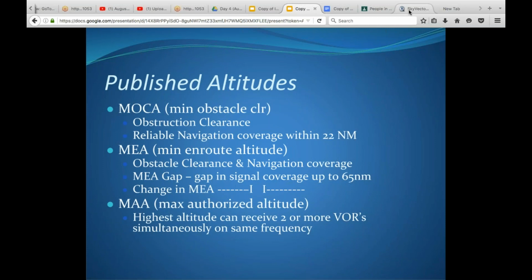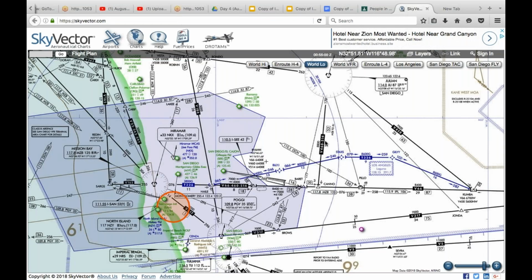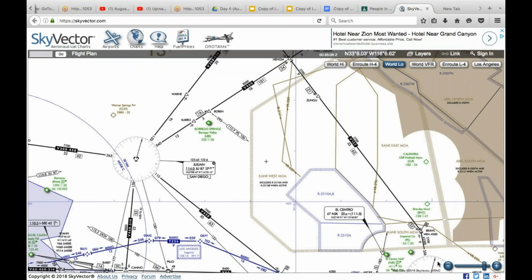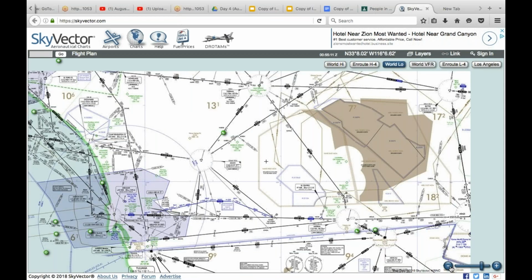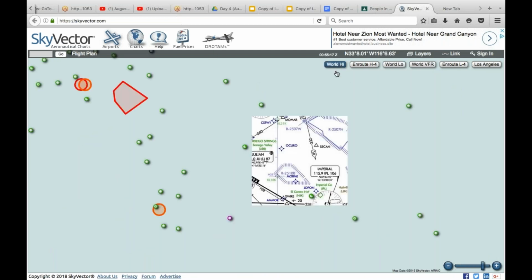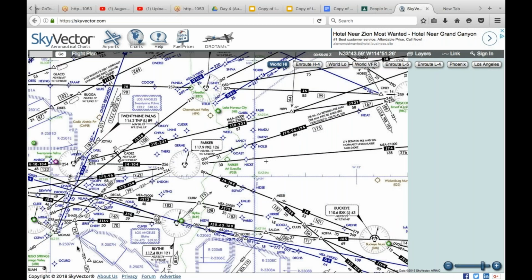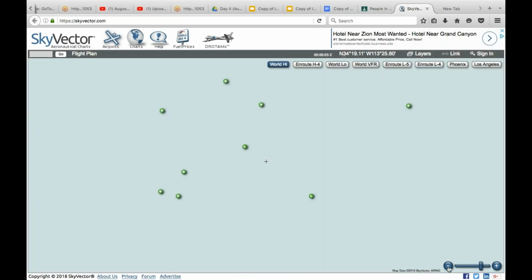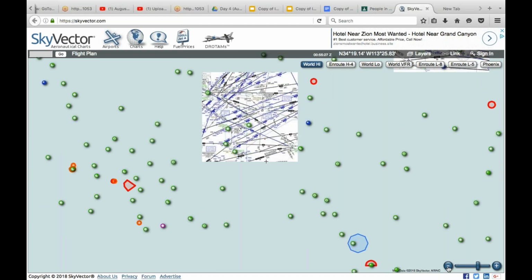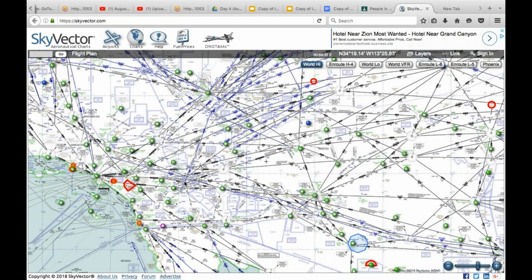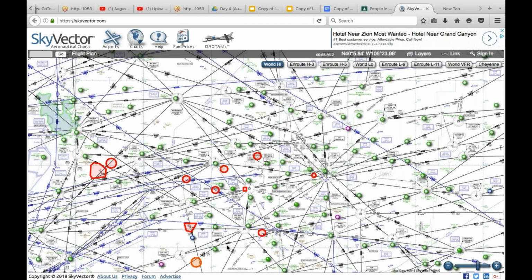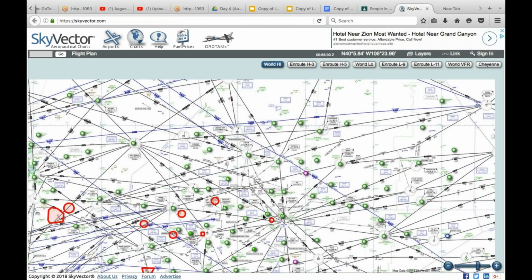Change in MEA. Let me see if I can find one of those. Probably in Colorado or something. I was about to say it's probably not in LA. You might get one over El Cajon or something like that over the Santa Ana range, but I doubt it. Well, there might be one around Las Vegas. There we go.